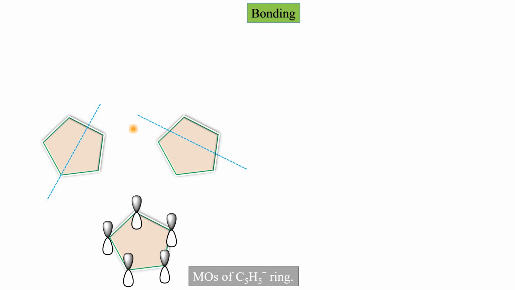Now draw the orbitals. These 2 orbitals are drawn with the shaded area above and the non-shaded area below the ring, and these 2 orbitals with shaded area below and non-shaded area above. So you can find that these orbitals have lobes of opposite sign to these 2 orbitals, because there is a nodal plane. Here there is no need to draw the orbital, because the nodal plane is passing through this carbon atom.